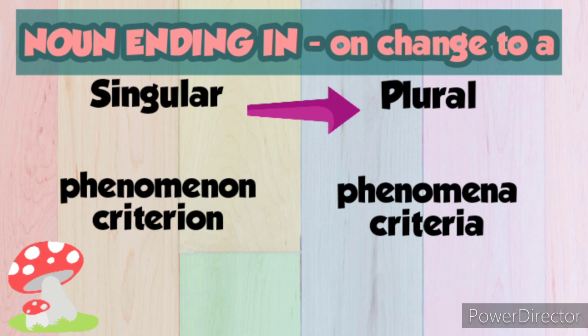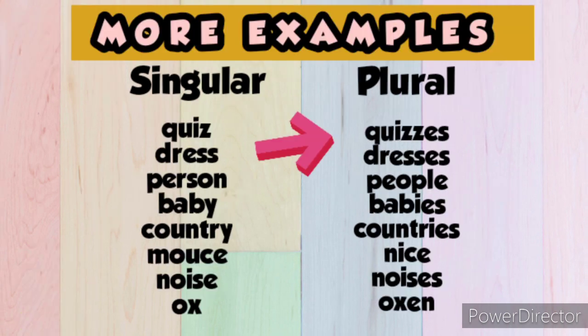Nouns ending in the letters ON change to the letter A. More examples of regular and irregular nouns.